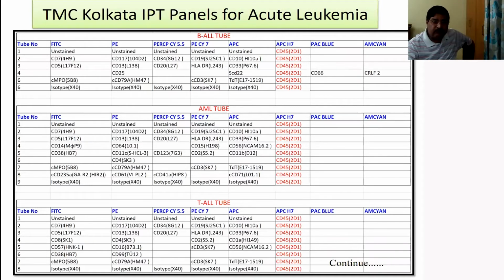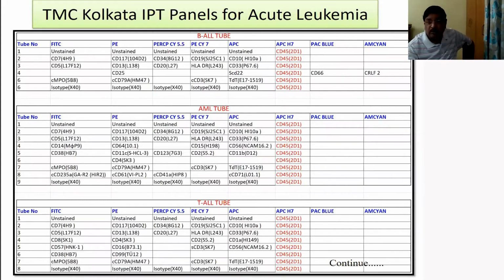So usually we follow the same tube pattern for diagnostic and also for MRD analysis. So AML is more complex, so more tubes. And if you have more colored machines, you will have fewer tubes. So this is an 8-color panel that I'm showing you because the majority of labs will have an 8-color flow cytometer. So this is how it is.